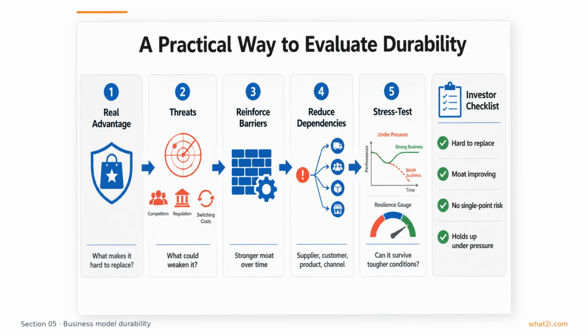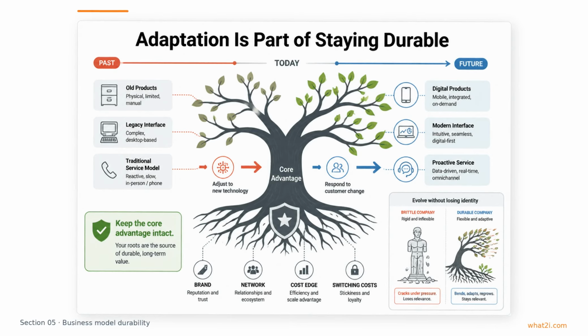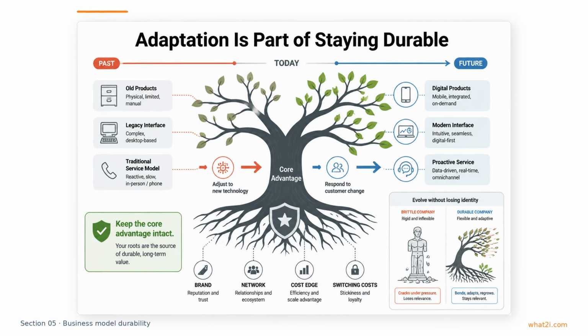Durability does not mean staying unchanged. In fact, some of the strongest businesses remain durable precisely because they adapt while protecting the core of what makes them valuable. A company may change its technology, interface, pricing structure, or customer experience while keeping its brand strength, switching costs, network, or cost advantage intact. The important question is whether change strengthens the moat or weakens it. Businesses that refuse to evolve can become brittle, even if they were once dominant. The durable ones keep their identity while updating how they serve the market.